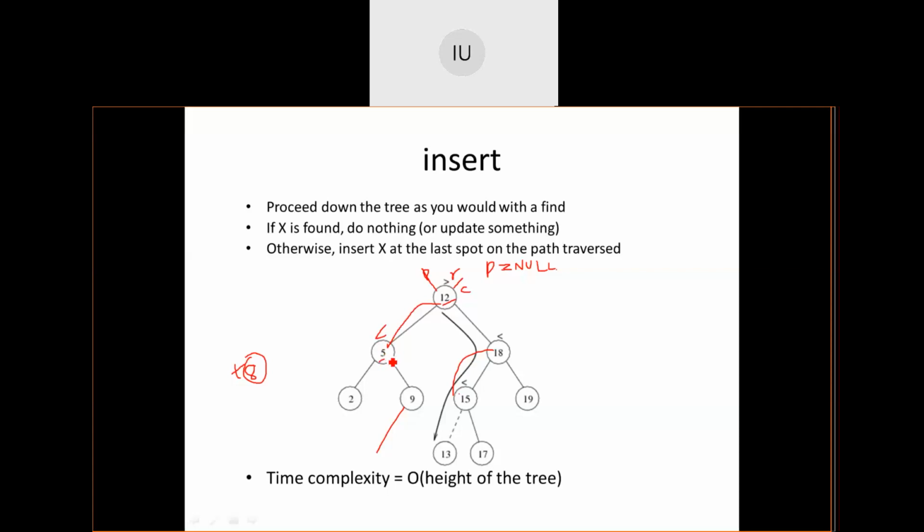8 compared against current info. What is current info? 5. So 8, is it lesser than 5? No, it is greater than 5. So when it is greater than current arrow info, current has to move to the right hand side. But before that, previous has to be pointing to the current. So previous is equal to current I have done, and I have moved current is equal to current arrow right. So current from here has moved here.